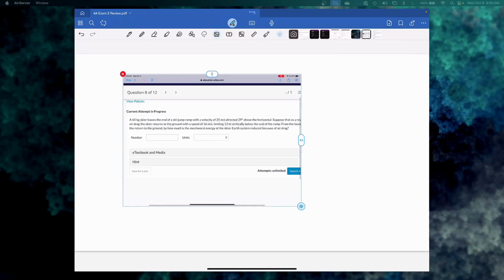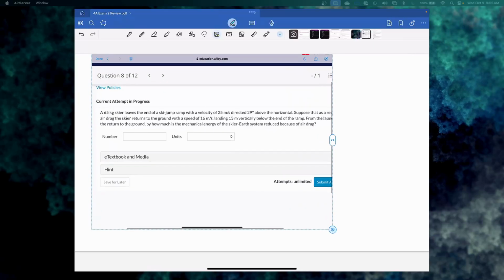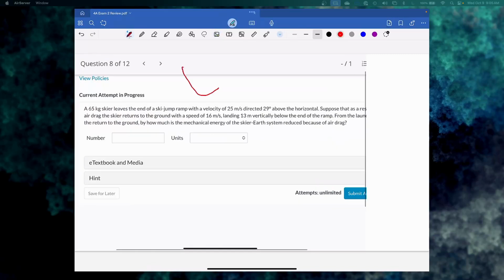Okay. Ski jump. So we've got a skier going off of a ski jump. Oh, I cut it off. How much is mechanical energy reduced because of air? Oh, okay, so again, they're asking it weirdly.